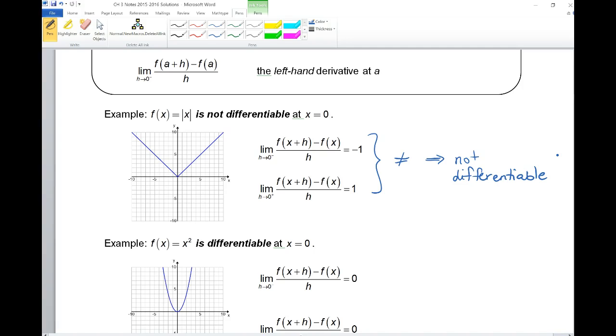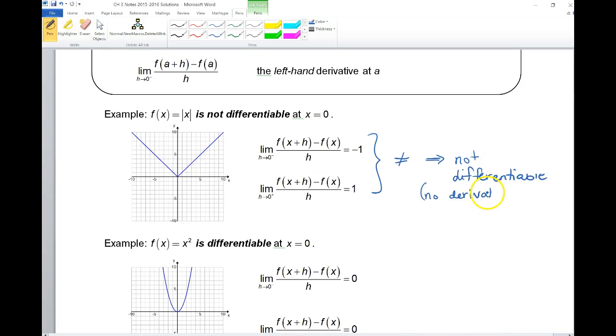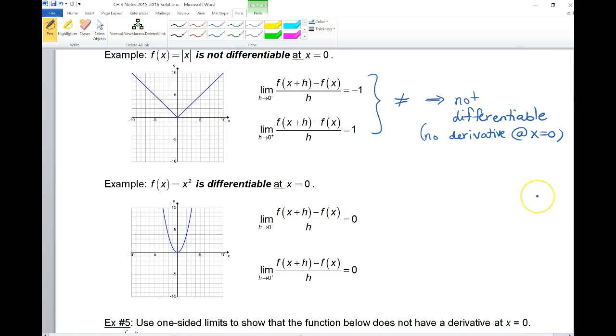So that means any graph, and that's important to know, any graph where you have a different slope from the left and from the right is not going to be differentiable. And we said if it's not differentiable, it doesn't have a derivative. So there's no derivative at x equals 0.